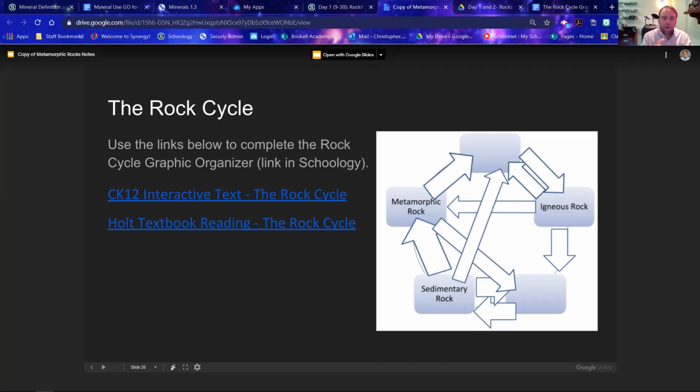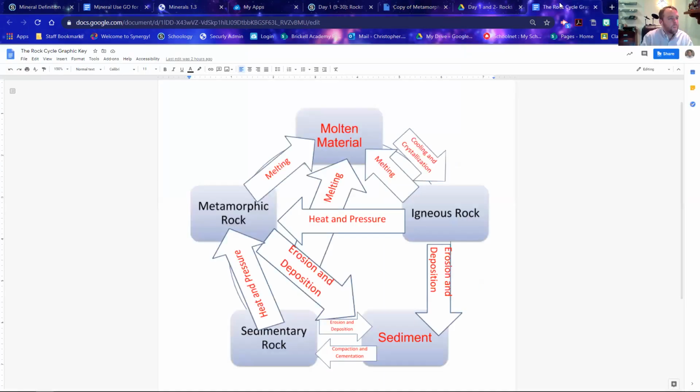But the story of a rock is unique. Every rock is different, kind of like people. How it got to where it is and where it's headed is always going to be a little bit different. So I'm going to show you my graphic. This is kind of like the key. You can pause here if you like and fill in your graphic. But I like to tell this as a story.